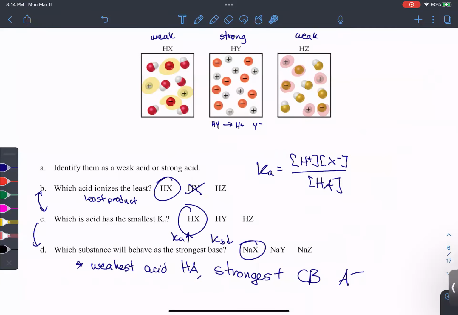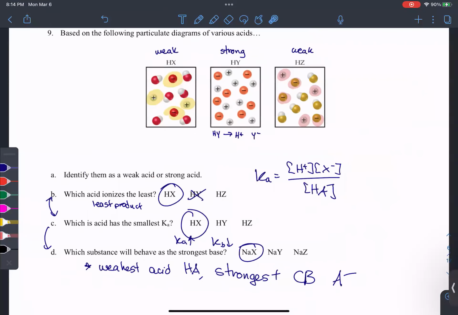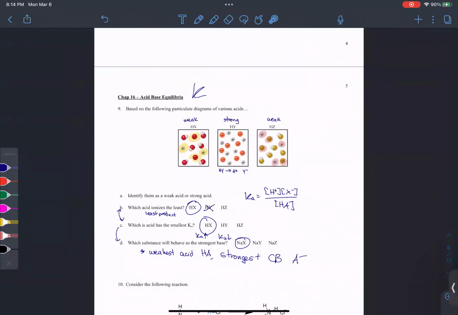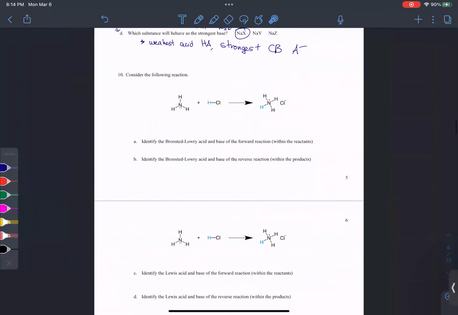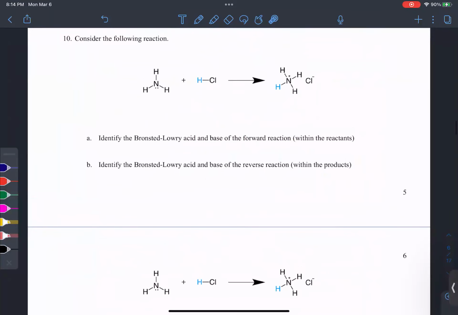Okay, so 2 people said 25. All right, so let's do 25. Or no, I don't want to do that. Let's do 10.